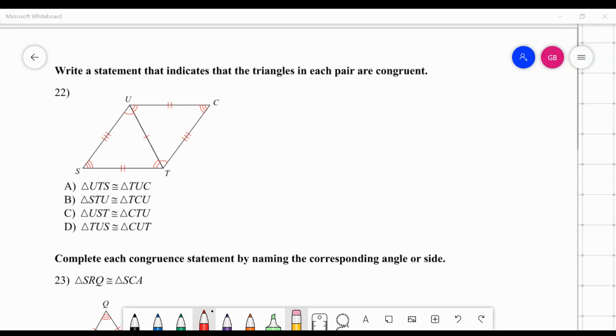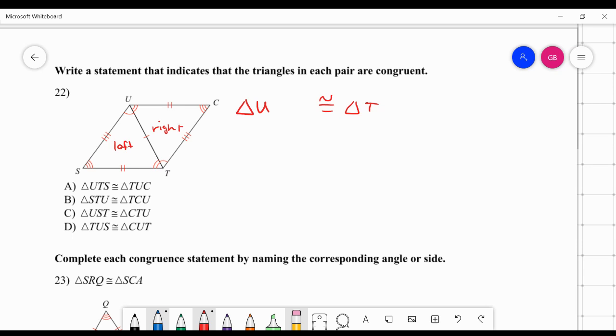Number 22, write a statement that indicates that the triangles in each pair are congruent. Okay, so we want to write the congruent statement. The way I like to do it, I like to match up the arcs in each triangle. So the point with one arc on the triangle on the left is U, and the one on the right is T.